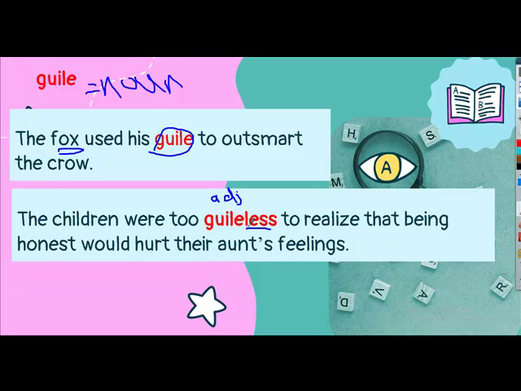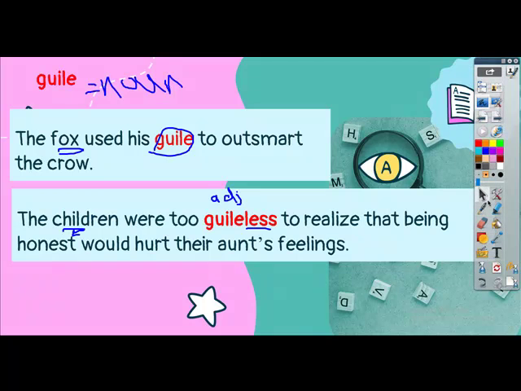the dishonesty or hypocrisy. They are children. So children are honest. So the guileless means honest. Context clue, gentlemen. So here, honest, that's a synonym for the word guileless.